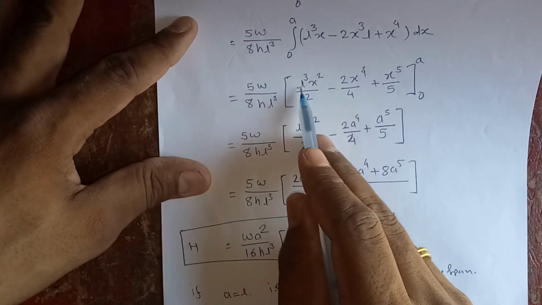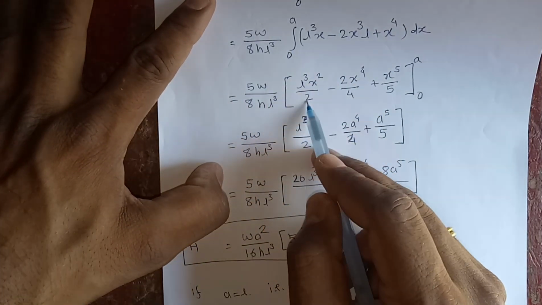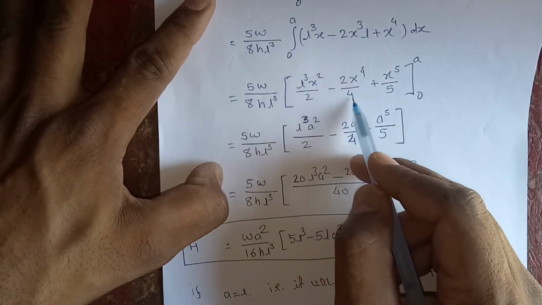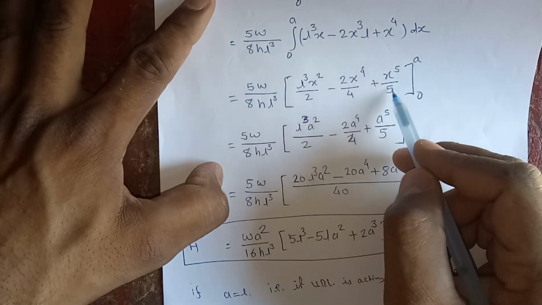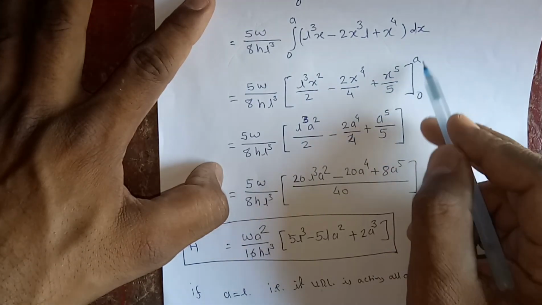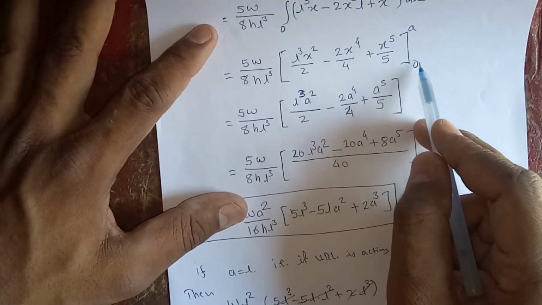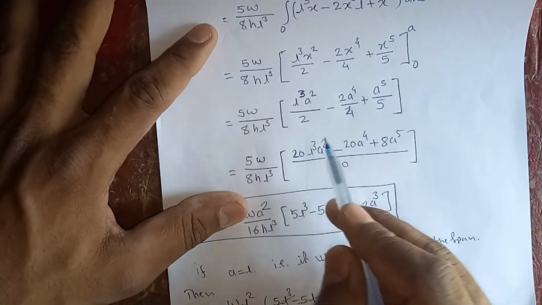then what we'll get is L cube, since here it is x, after integration it becomes x square by 2, here x cube, so after integration it becomes x raised to 4 by 4, and here it is x raised to 4, so it will become x raised to 5 by 5, and the limit is 0 to a. So we'll substitute the limit. If you substitute 0, then this whole bracket will become 0, so there will be only the value due to a.